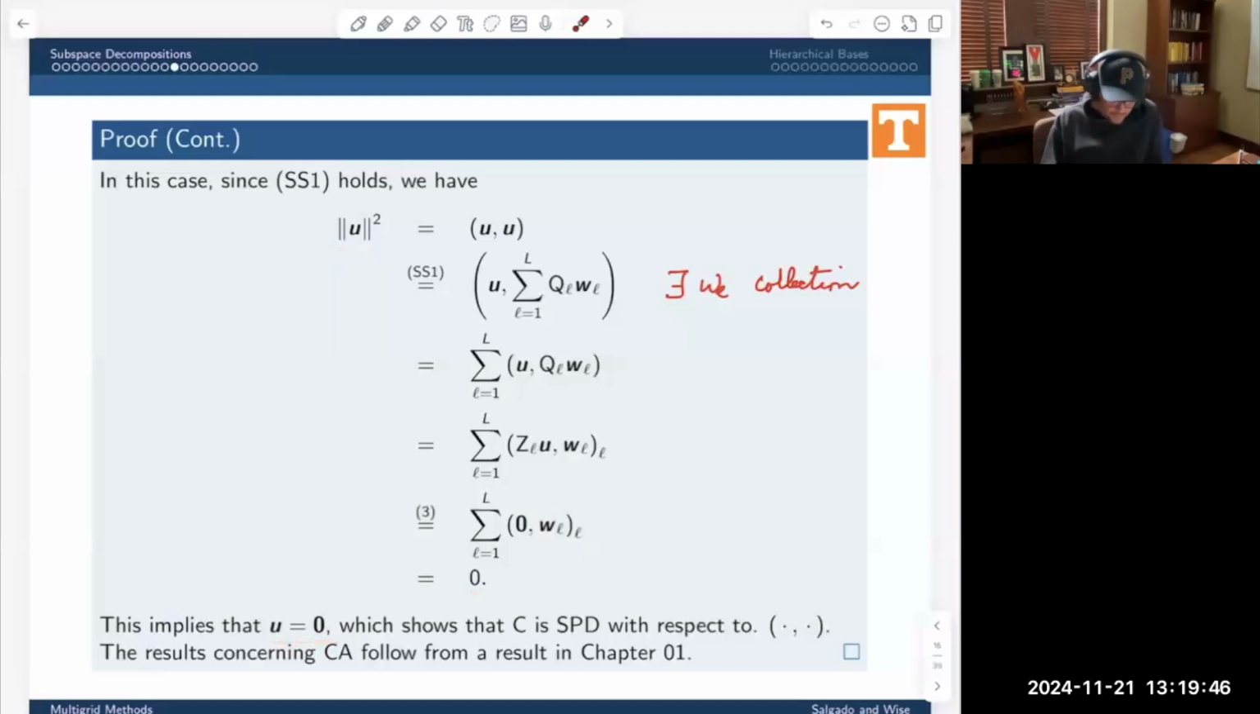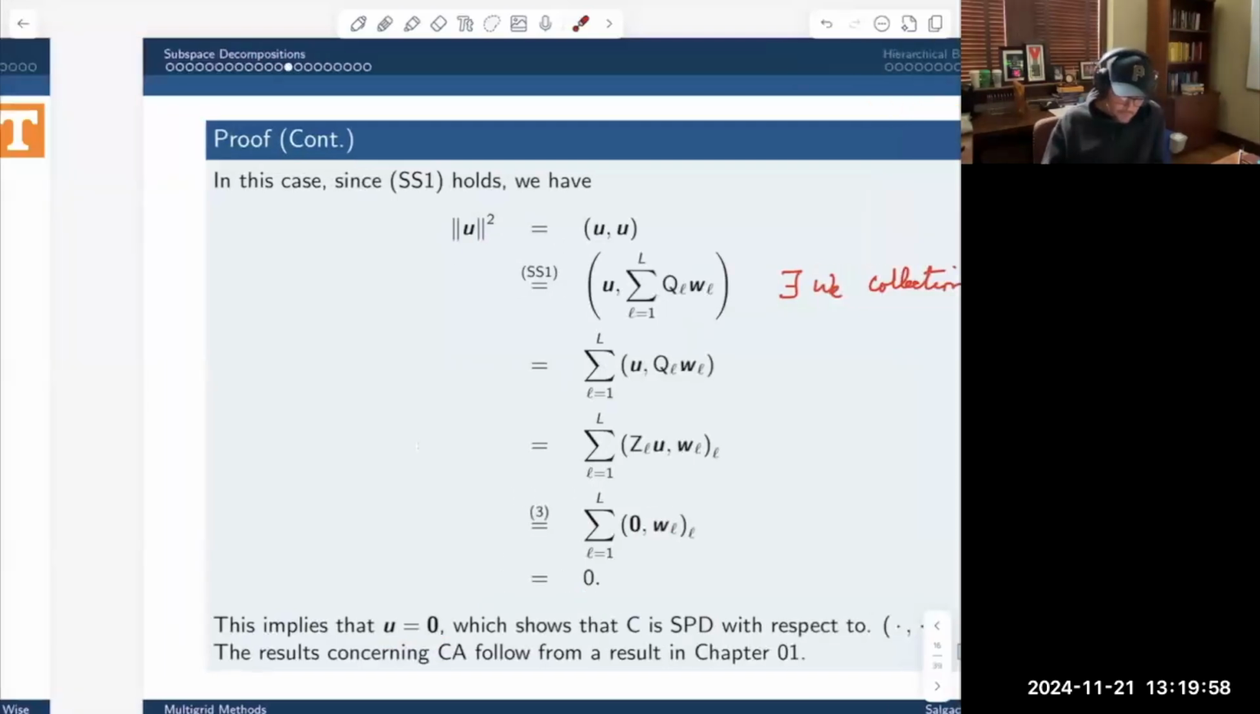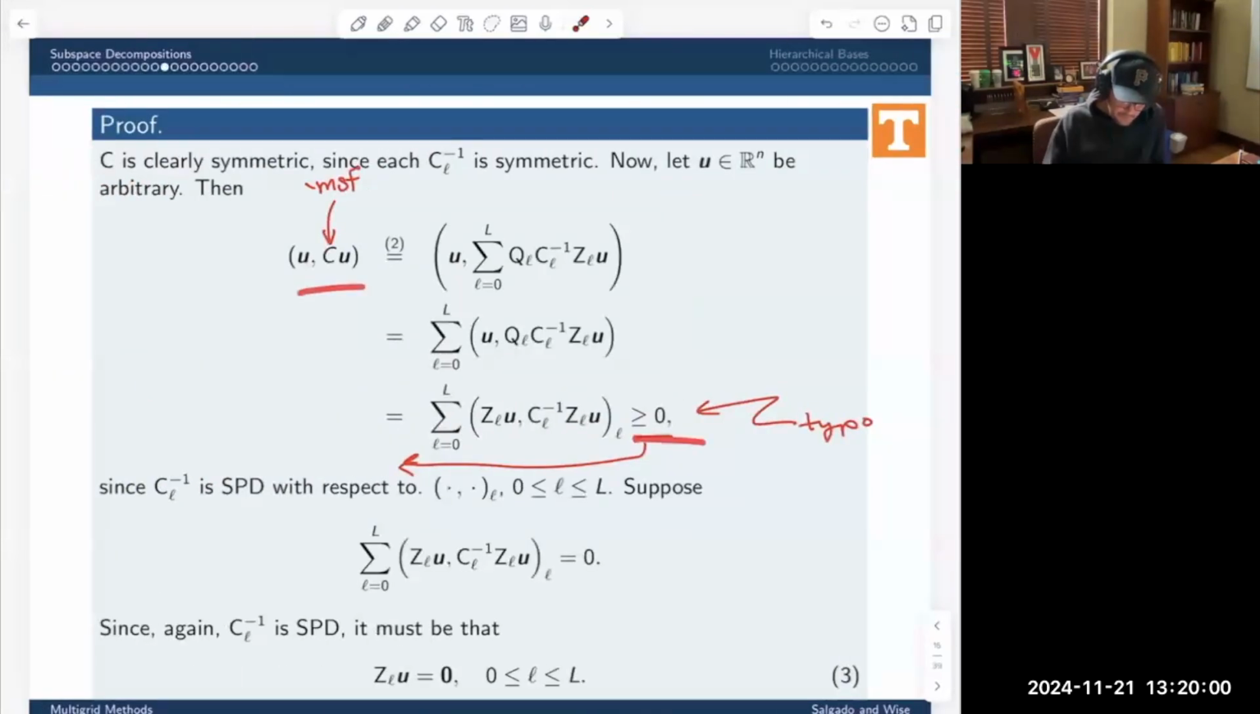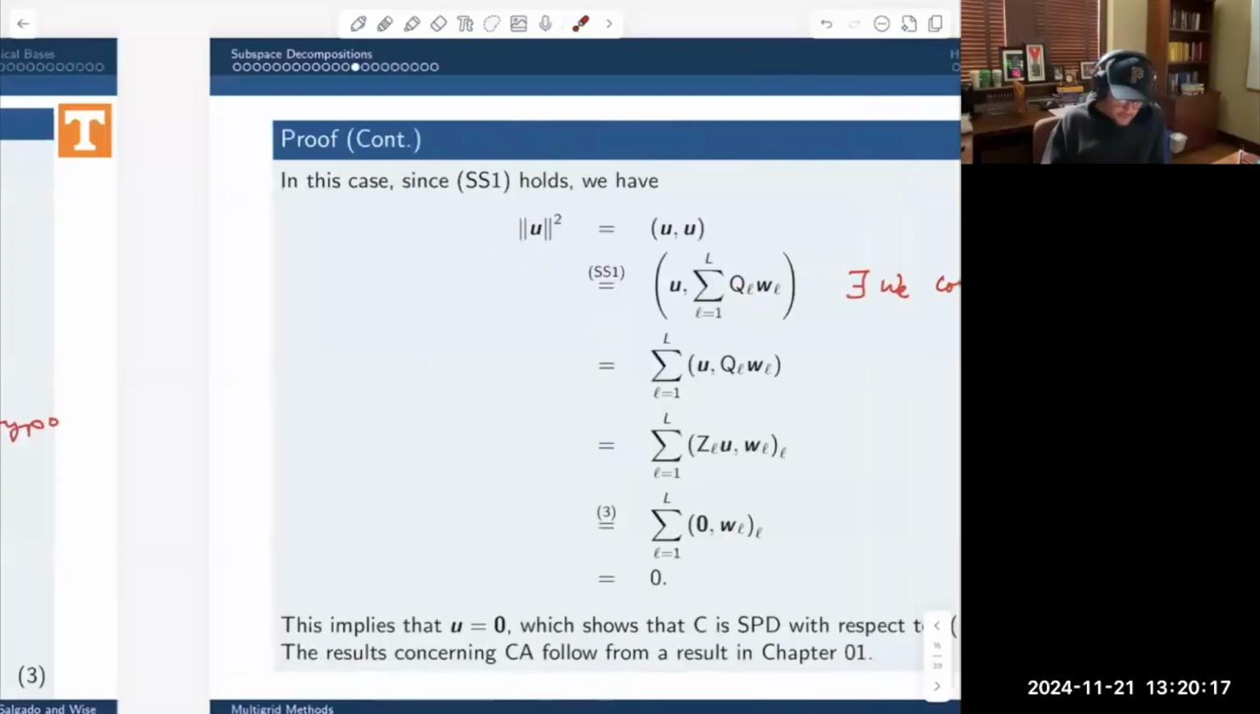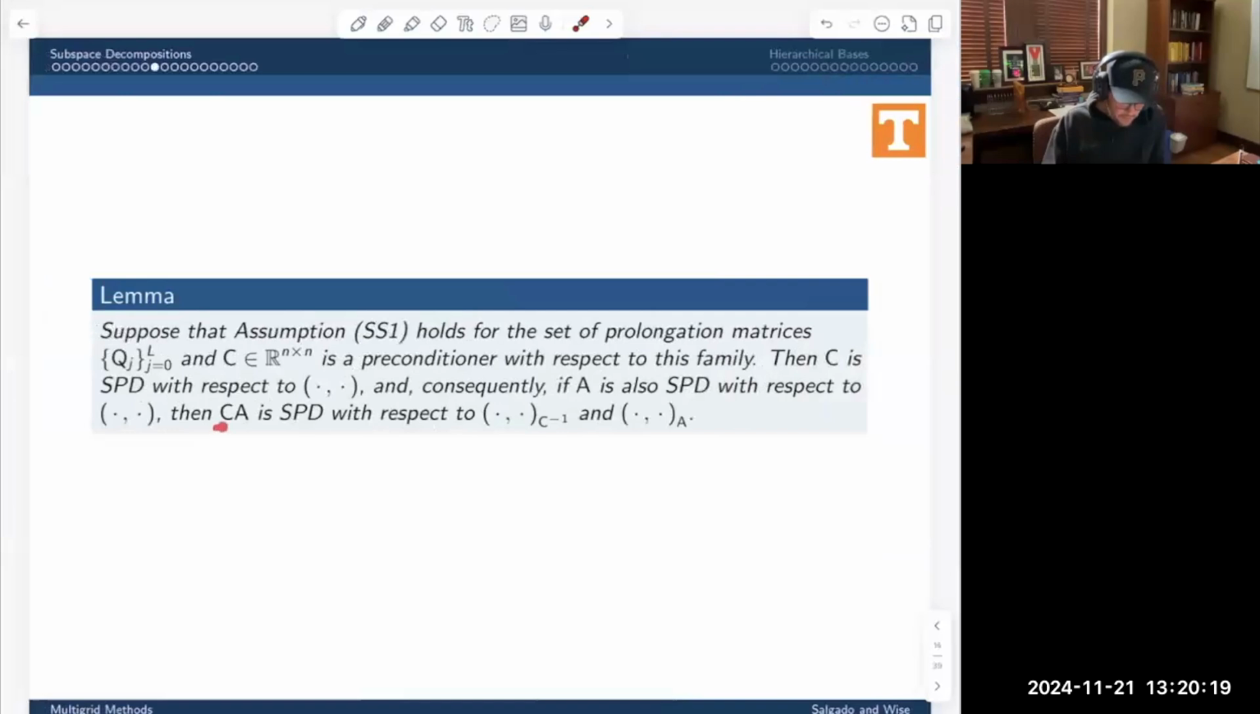Okay, so if the norm of U is equal to 0, the only way that can happen is if U is equal to the 0 vector. So we've shown it in 2 steps. We first showed that this form was greater than or equal to 0. And then we argued that the only way that that can be equal to 0 is if U is itself equal to 0. That means that this C has to be a symmetric positive definite matrix with respect to the Euclidean inner product. The second result, that CA is symmetric positive definite.